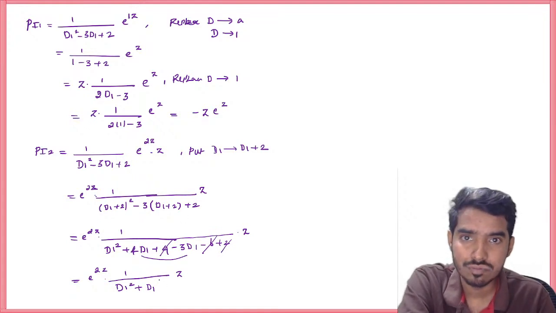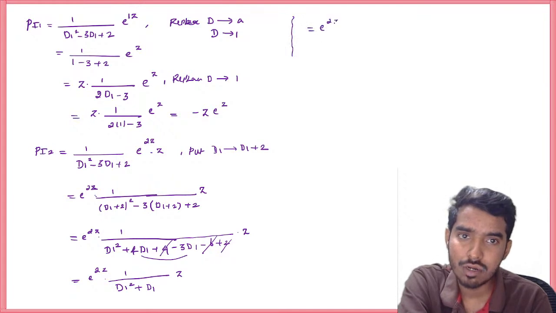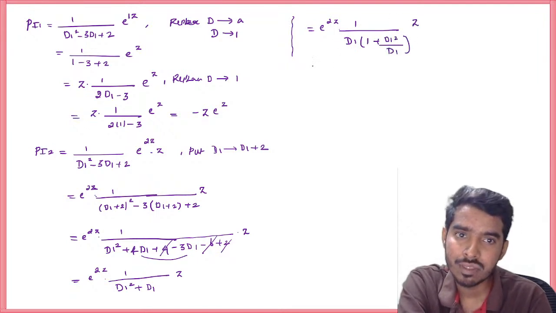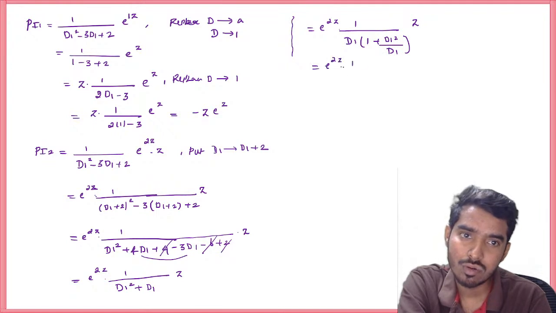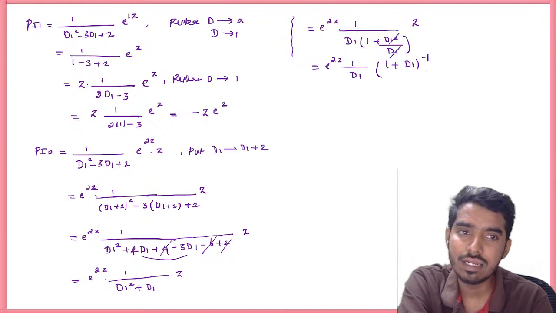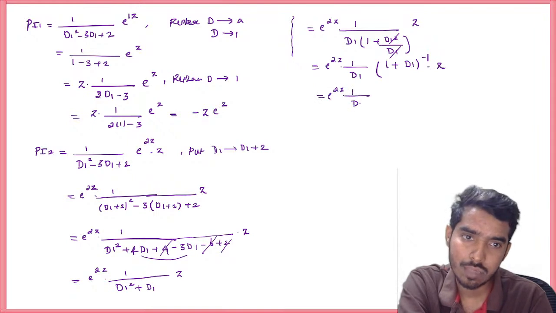So what we will do after this? Take this D1 outside, right? So e power 2z, 1 divided by, if we take this D1 outside, we will have 1 plus D1 square by D1 of z. So this is e power 2z, 1 by D1, 1 plus D1 whole power minus 1, right? So 1 D1 will get cancelled into z. This will be e power 2z into 1 by D1.